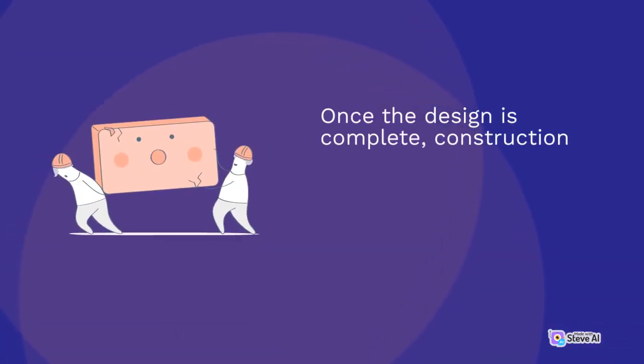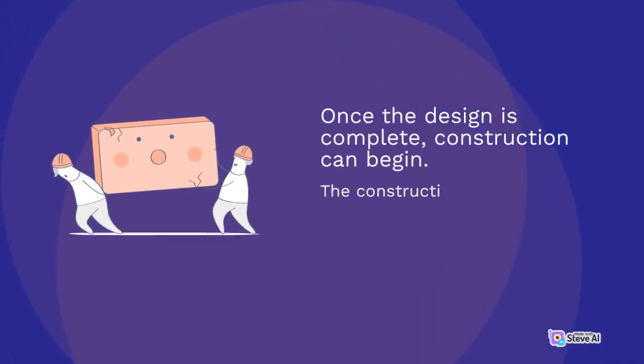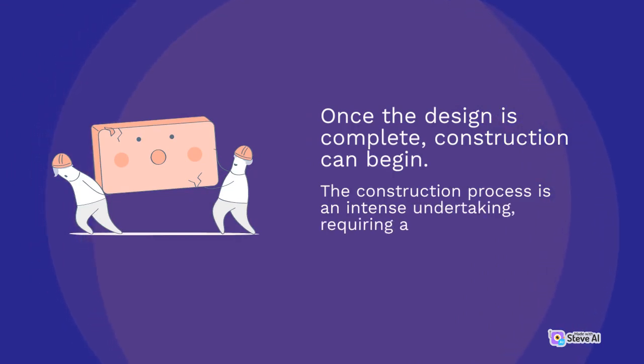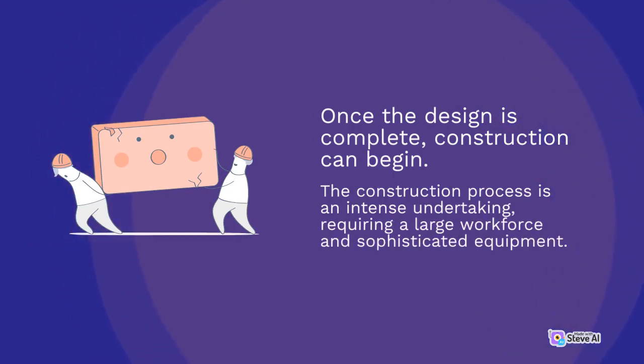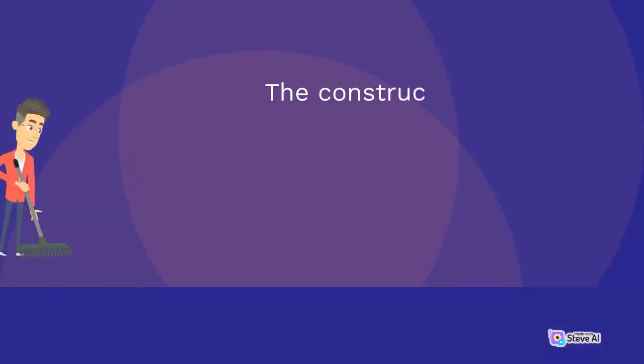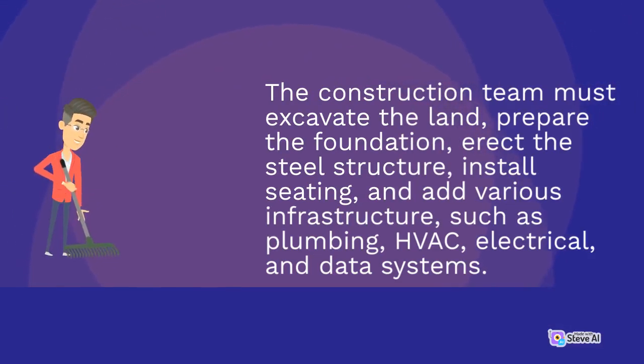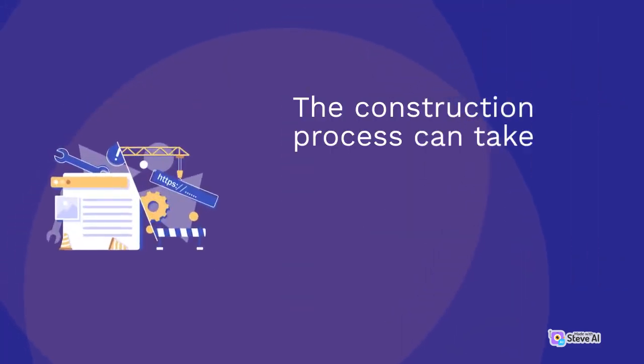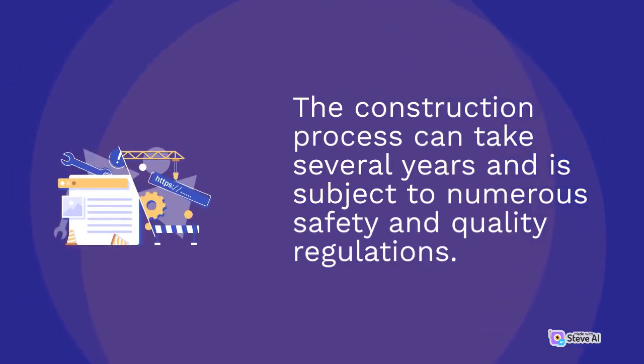Once the design is complete, construction can begin. The construction process is an intense undertaking, requiring a large workforce and sophisticated equipment. The construction team must excavate the land, prepare the foundation, erect the steel structure, install seating, and add various infrastructure, such as plumbing, HVAC, electrical, and data systems. The construction process can take several years and is subject to numerous safety and quality regulations.